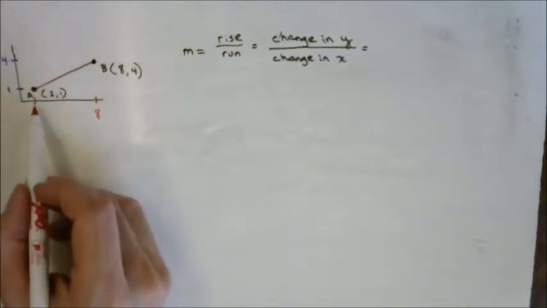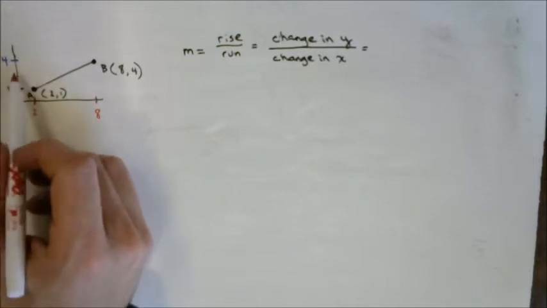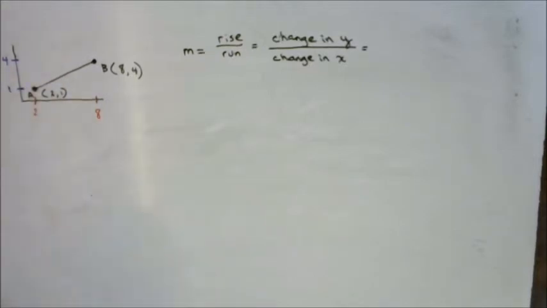So you can already see that my run is going to be 6, the distance between 8 and 2. And you can see that my rise is going to be 3, the distance between 4 and 1.